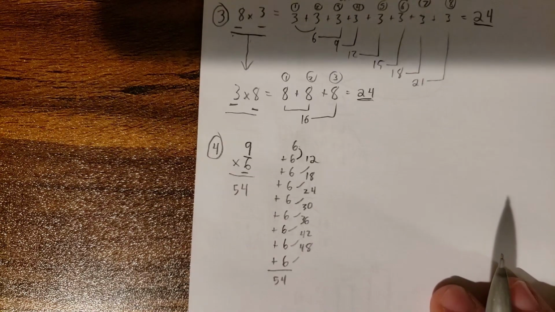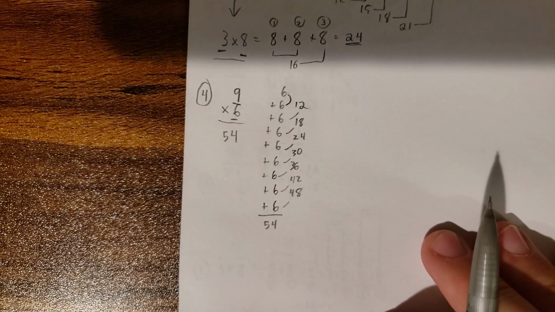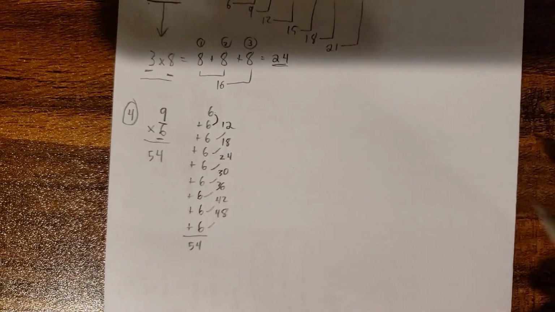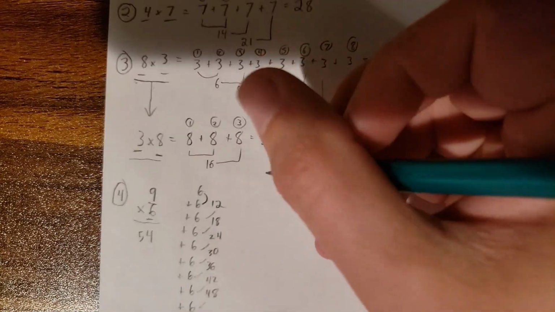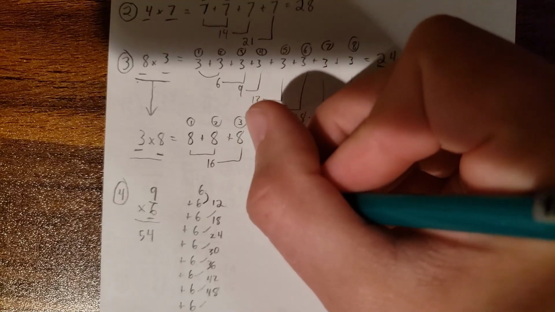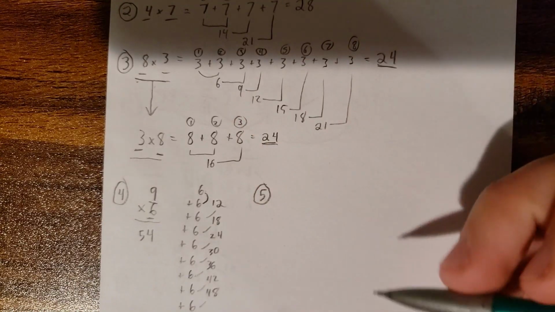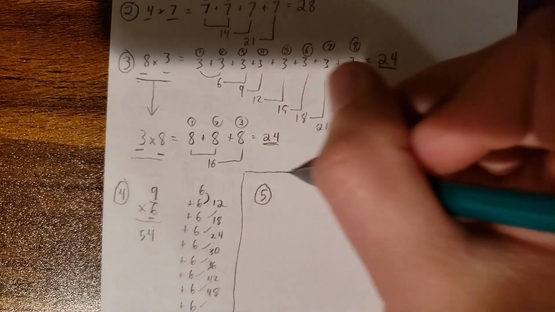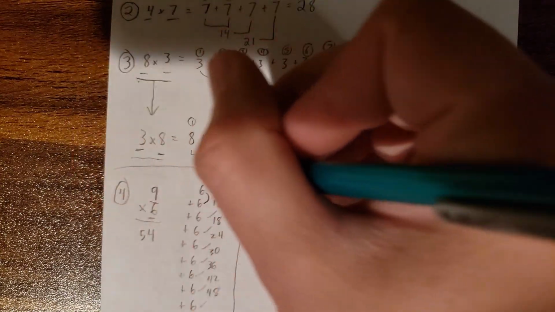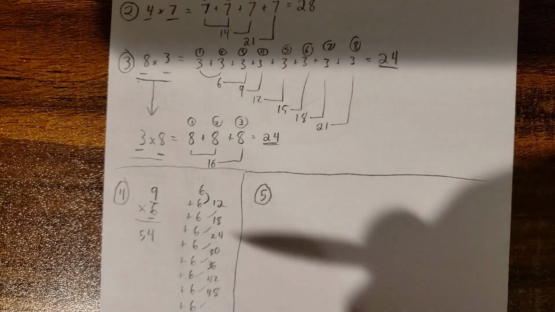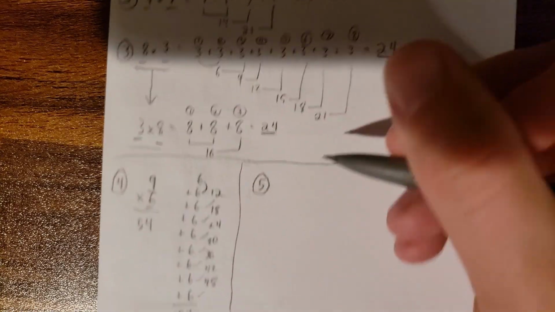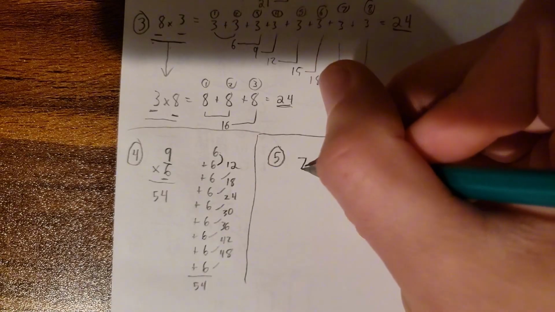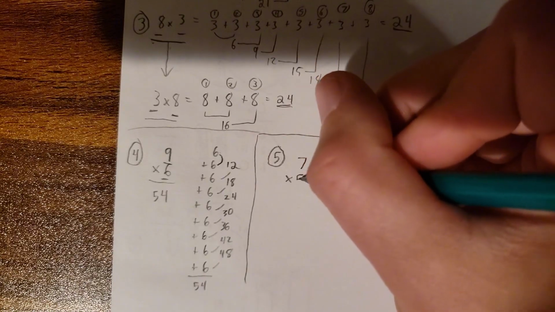In the meantime, let's go ahead and move on to number 5. So I'm actually going to scoot out to the right this time. We'll do number 5 right over here. So I'll kind of put a little line down there to help separate these out from one another. And number 5 was asking us to solve 7 times 5.